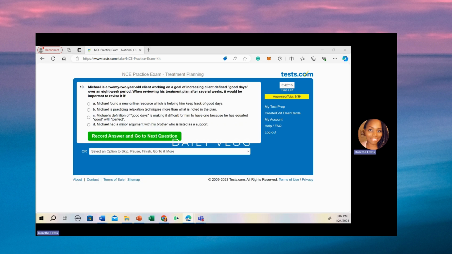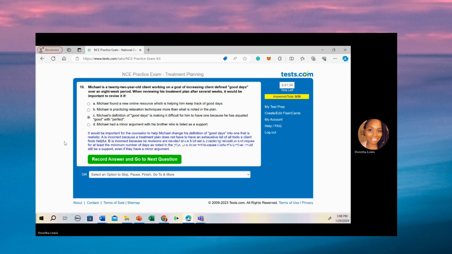Michael is a 22-year-old client working on a goal of increasing client-defined good days over an 8-week period. When reviewing his treatment plan after several weeks, it would be important to revise if A, Michael found a new online resource which is helping him keep track of good days. B, Michael is practicing relaxation techniques more than what is noted in the plan. C, Michael's definition of good days is making it difficult for him to have one because he's equated good with perfect. D, Michael has a minor argument with his brother who is listed as a support.